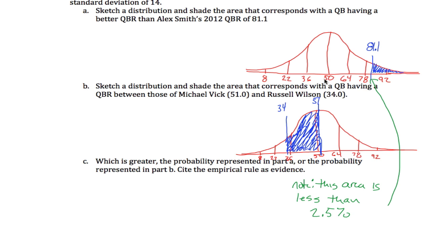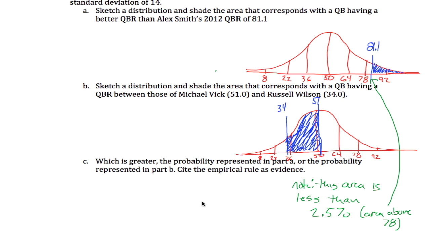How did I come up with that? Well, 2 standard deviations above and below the mean, so from 22 all the way up to 78, is 95% of the data. That's using the empirical rule. So what that tells us is that on the outside, above 78 or below 22, is 5%. And since it's symmetric, half of that is above 78. So the area above 78 is 2.5%. And this is smaller than the area above 78. So what I have shaded up here is less than 2.5%.